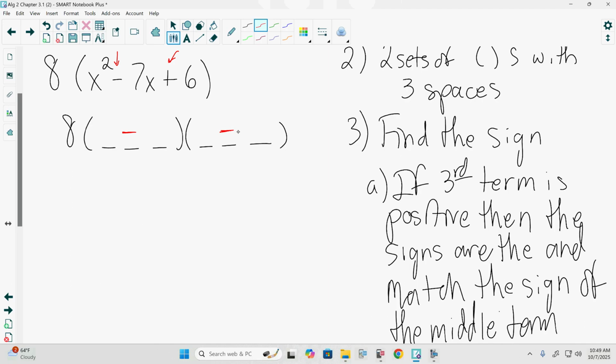And part of the reason this works is because we're going to multiply the numbers in those third spots inside the parentheses. A negative times a negative is going to be a positive. If they're both positive, a positive times a positive is still a positive. And the reason it's going to match the sign of the middle term is because when we get those middle terms, we're combining them. So if they're both negative, it's going to stay negative, and a positive plus a positive is still a positive. Now, if the third term is negative, the signs are opposite, because the only way I can multiply two things together and get a negative is if one's positive and one is negative.